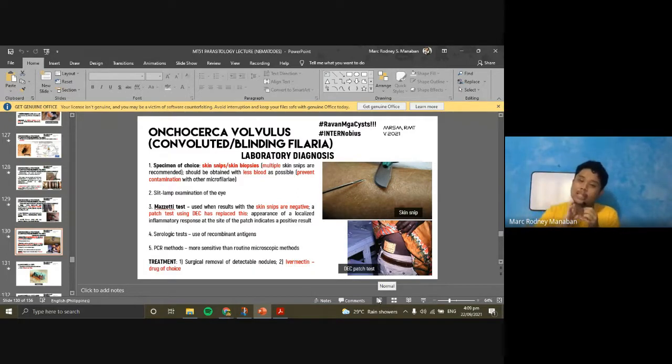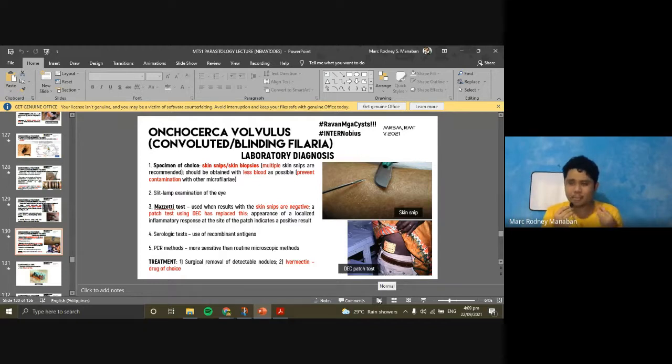Next, you have the Mazzotti test. Mazzotti test is actually quite similar to the skin test, but this time the patient drinks DEC, no, DEC, diethylcarbamazine. Now, you have that DEC provocation test in your Wuchereria, no? So, upon drinking DEC, usually the expected results are intense pruritus or an allergic reaction in the patient.